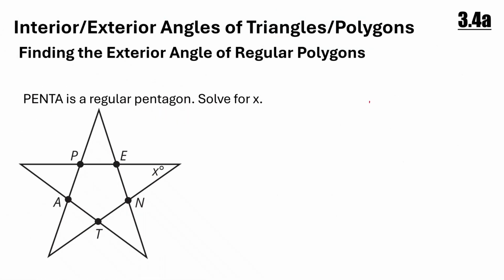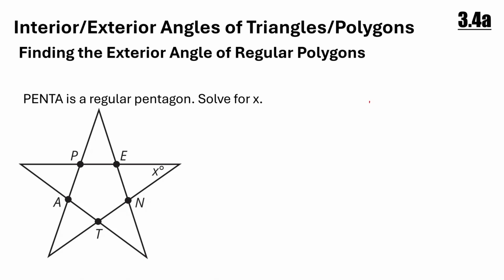This problem asks to find the value of x. To find x, you will need to find the interior angle of the pentagon, then find the exterior angle of the pentagon, and then use the triangle angle sum theorem to find the missing angle.